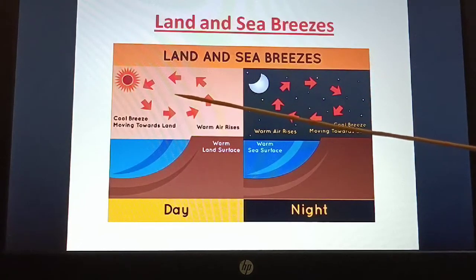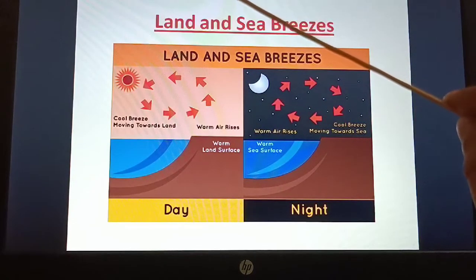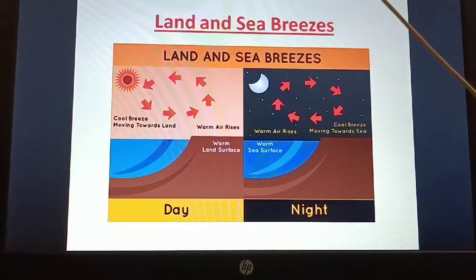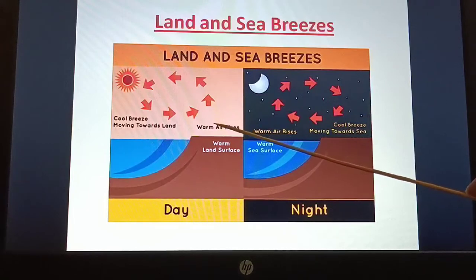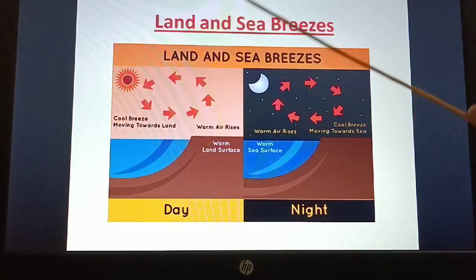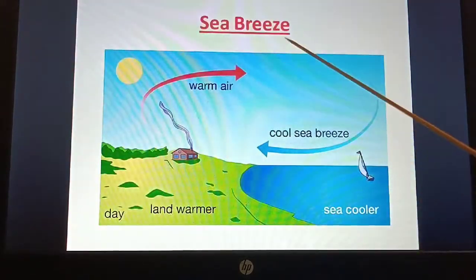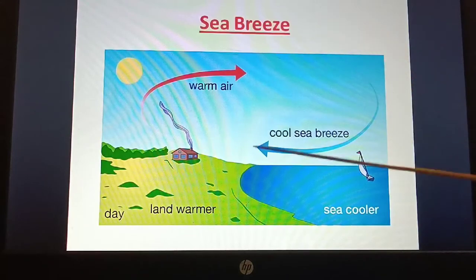So hot air goes up on the land, whereas cool air from the sea flows towards the land. Whatever hot air is there will go up, and the cool air from the sea will move towards the land, and that is known as the sea breeze.